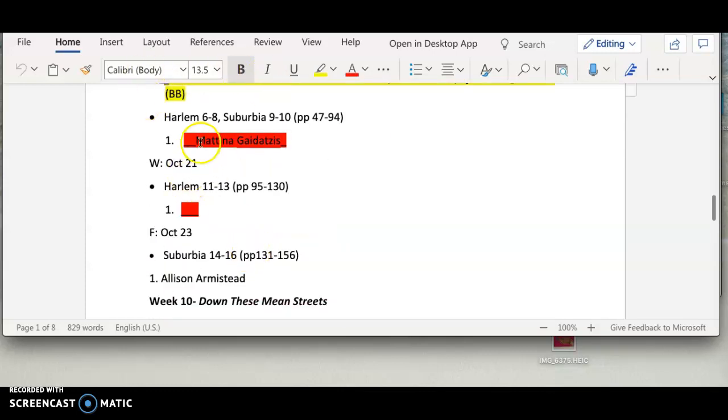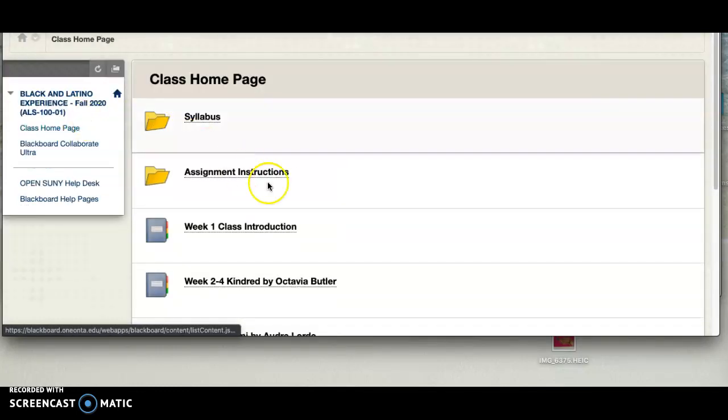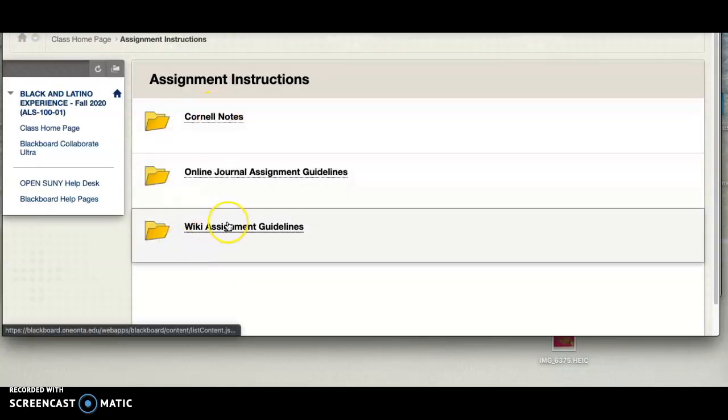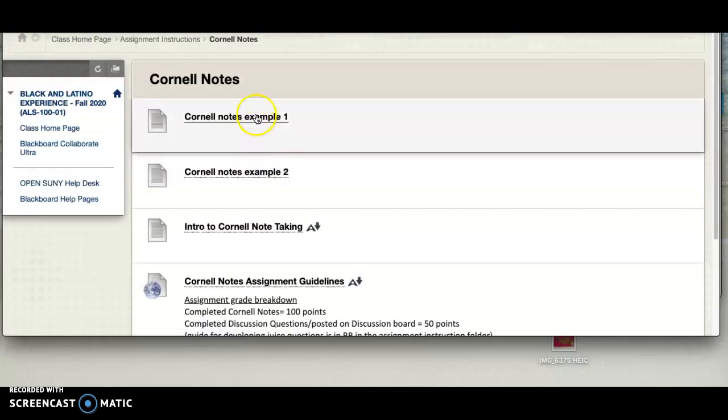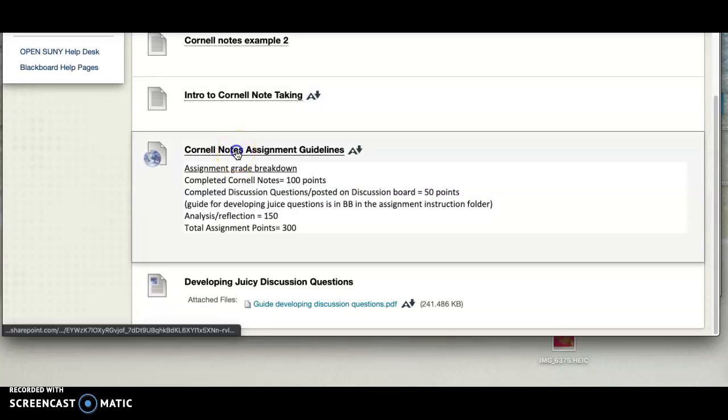Okay, so once you go on there, you can just add your name. This is a fillable document. Once you've done that, you can exit out of that. Then you go back to the class homepage and go to the assignment instructions, and there's a folder called Cornell Notes and a wiki assignment. The Cornell Notes folder includes 2 examples of Cornell Notes, the introduction to Cornell note taking, meaning what is it, and then the assignment guidelines. So I'm going to go over those right now.